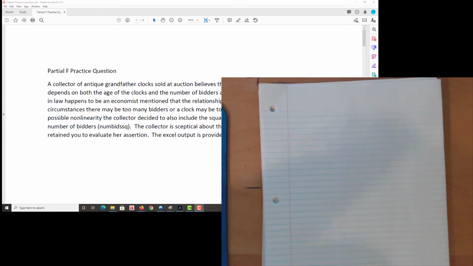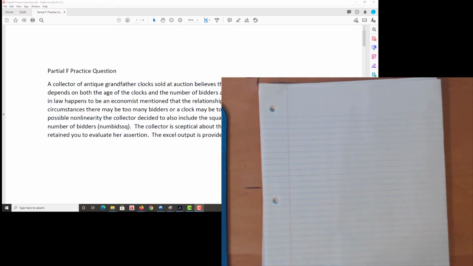Taking into consideration the possible non-linearity, a very real issue, by the way, the collector decides to include the squared age and the squared number of bidders. The collector is skeptical about the assertion of his sister-in-law and has retained you to evaluate her assertion. The Excel output is provided below.